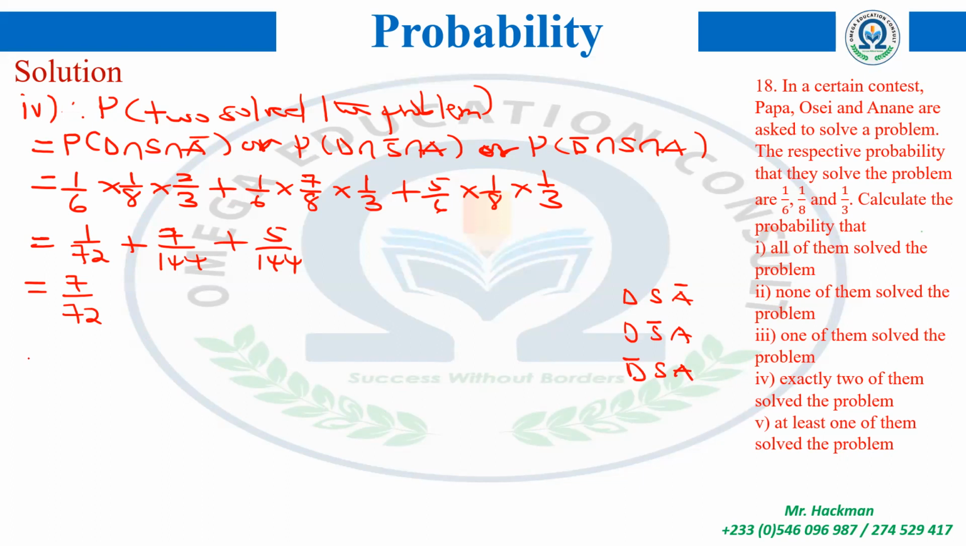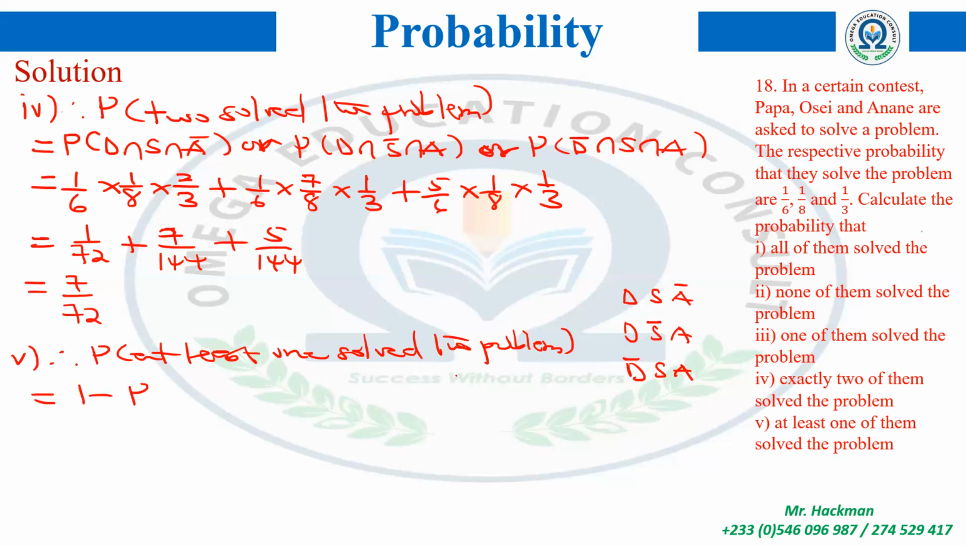So we are going to do the V, our usual statement. So therefore, what are we looking for? P of at least 1 solved the problem. In this case, remember I said, anytime you see at least 1, what should you use? At least 1. What relation are you supposed to use? 1 minus P none. So it will be 1 minus P none.